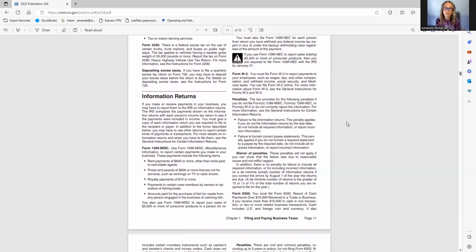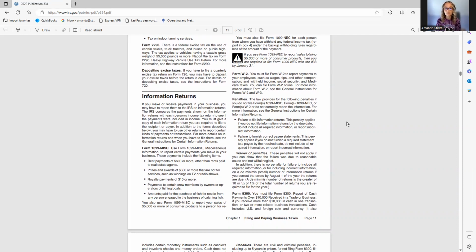Form W-2. You must file Form W-2 to report payments to your employees such as wages, tips, and other compensation, and withheld income, Social Security, and Medicare taxes. You can file Form W-2 online. For more information about Form W-2, see the general instructions for Forms W-2 and W-3.